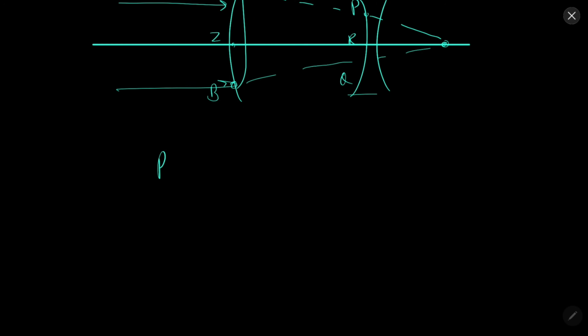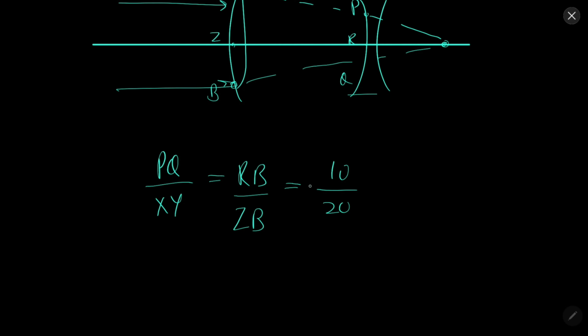So what we will be having is PQ over XY equal to RB over ZB, 10 by 20. So 1 by 2. PQ equal to half into 5. And it will be 2.5 mm.